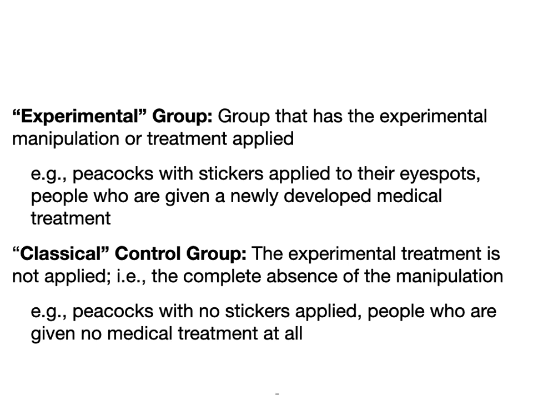And so an experimental group is a group that has some manipulation or treatment applied. And in my example, it was the peacocks with the stickers applied to their eye spots. In a medical study, it could be people who are given a newly developed medical treatment. The classical control group in an experiment is the group that just doesn't have that treatment. It's just the absence of that manipulation. So in my peacock study, I had peacocks in my sample that just didn't get stickers applied to them. And you might, in a medical study, have people who were just given no treatment at all.